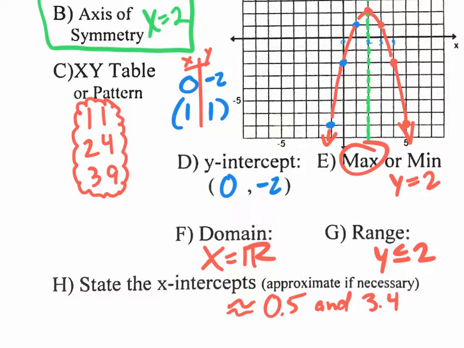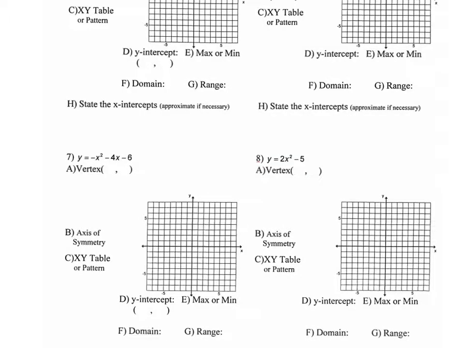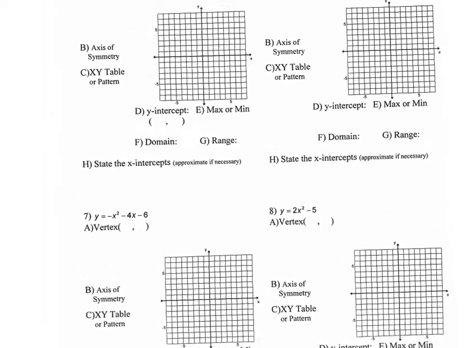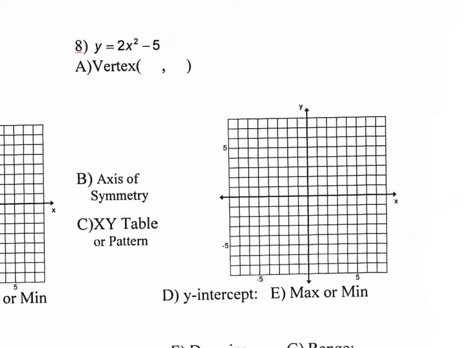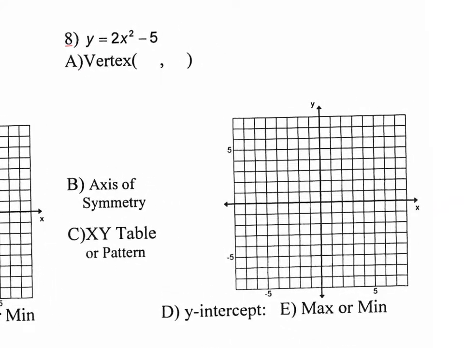Later on, next week, we will be able to find the exact values of these x-intercepts. But for right now, we're just going to do a decimal approximation. Okay. Now, some of them will be nice x-intercept values. Some you will approximate. Let's flip this paper over. Let's take a look at number 8.